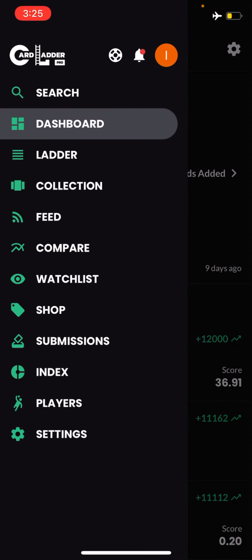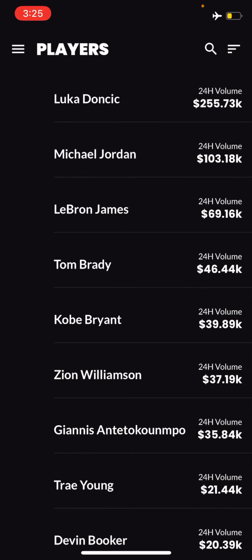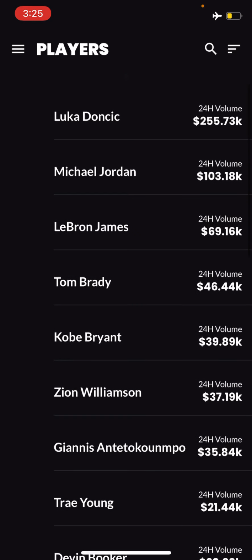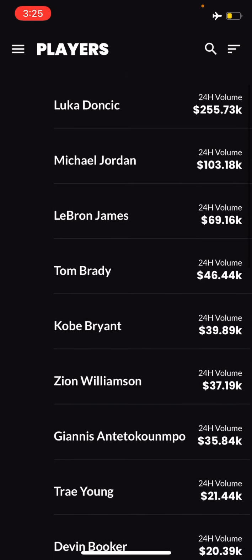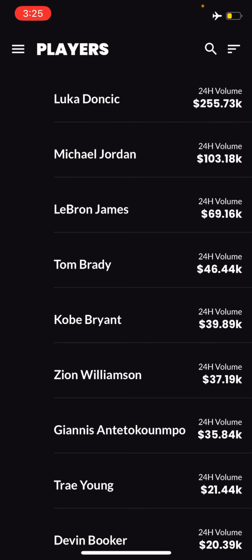As we go to the main menu for Card Ladder, down near the bottom you have players. As you go to players, one thing interesting right away is the volume, right? It's put in order by the top players in the last 24 hours based on their volume. Volume is a good indicator of activity and intensity, popularity, and importance. Whether it's a one-off or a fluke thing, volume matters. It has a total sales volume by price with Luka taking the lead in the last 24 hours.